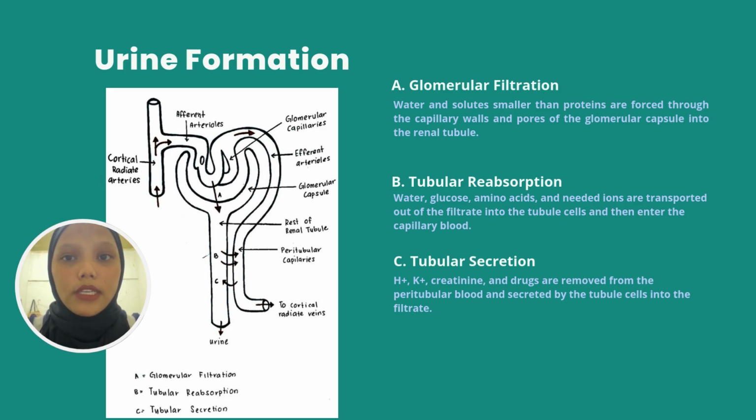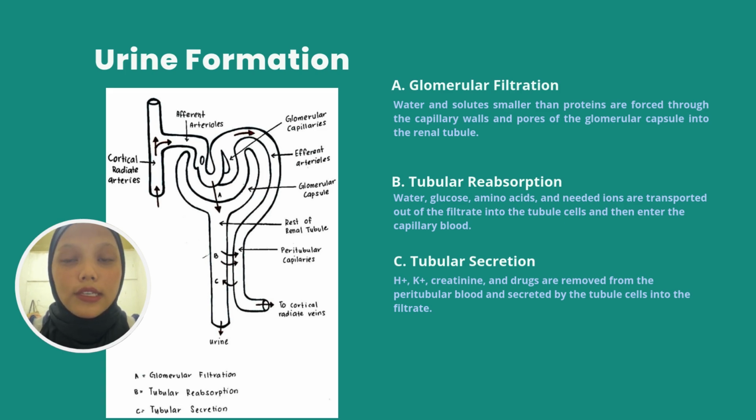Urine formation begins with glomerular filtration, in which water and solutes smaller than proteins are forced through the capillary walls and pores of the glomerular capsule into the renal tubule. Next, tubular reabsorption, where water, glucose, amino acids, and needed ions are transported out of the filtrate into the tubule cells and then enter the capillary blood.